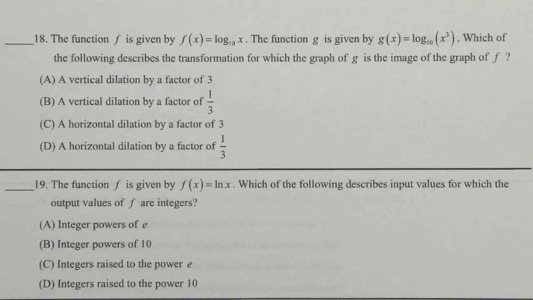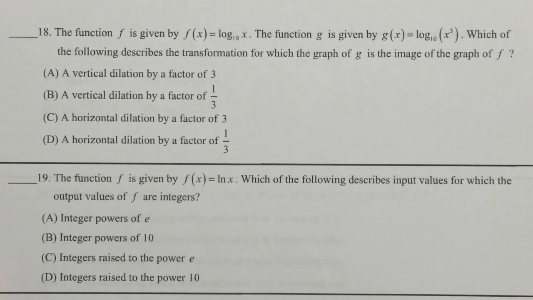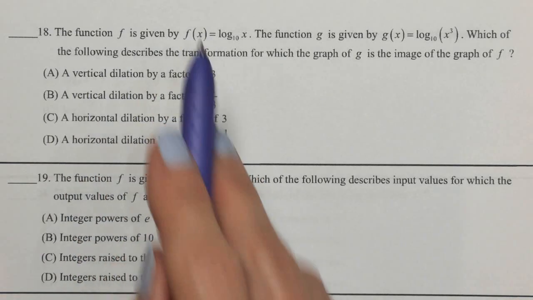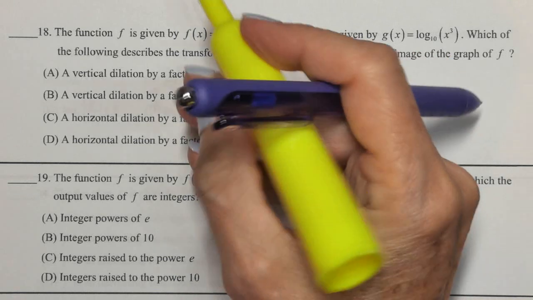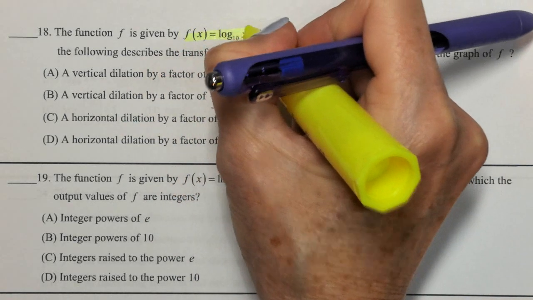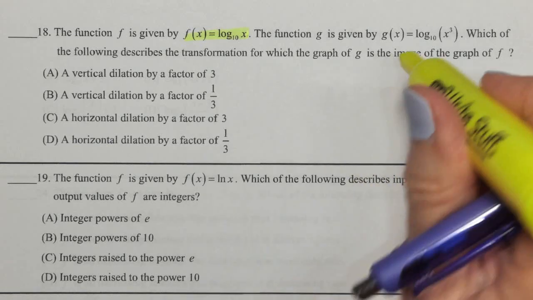We're on page 4 of our worksheet 5. This is numbers 18 through 22. Number 18: the function f is given by log base 10 of x. So that is f. The function g is given by log base 10 of x cubed.